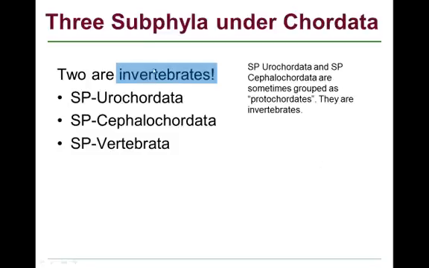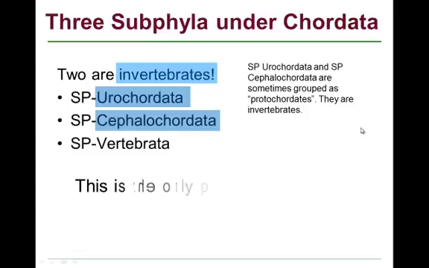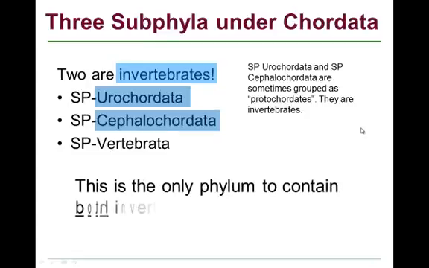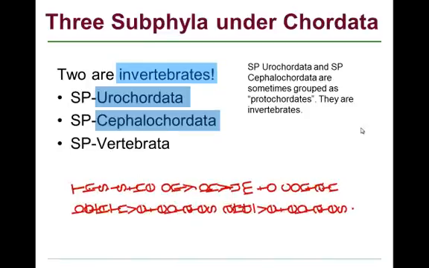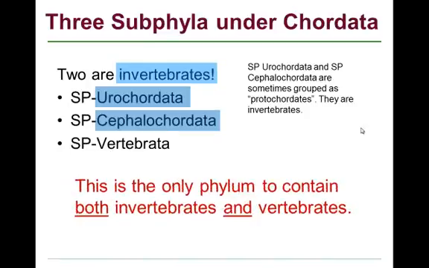Two of these are invertebrates, subphylum Urochordata and subphylum Cephalochordata. Sometimes we will call these first two subphyla protochordates. They are invertebrates. Proto means first, the first chordates, and these are invertebrates. Phylum Chordata is the only phylum to contain both invertebrates and vertebrates. So I don't know what else we can make those letters do, but you should remember that fact.